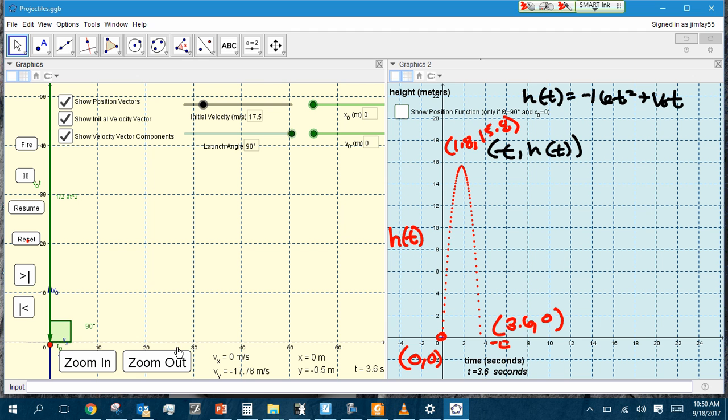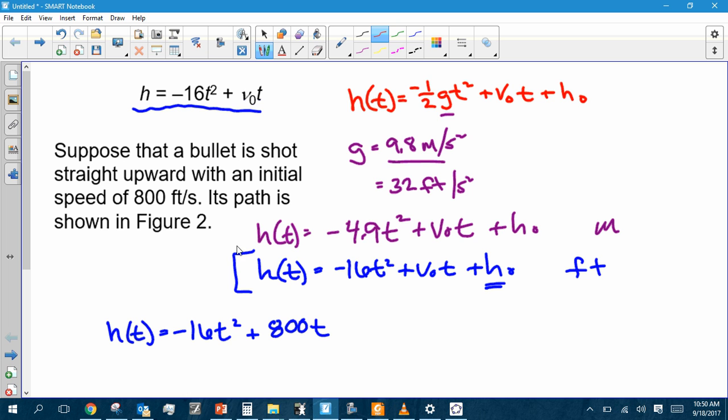Okay, so this object was in the air. If we come back over here, it goes up, and then it comes back down. That's a terrible picture, but the idea is that thing was in the air, going straight up and then straight back down for 3.6 seconds. Okay, so let's go back to this particular problem and work out the nuts and bolts of what the question was asking.